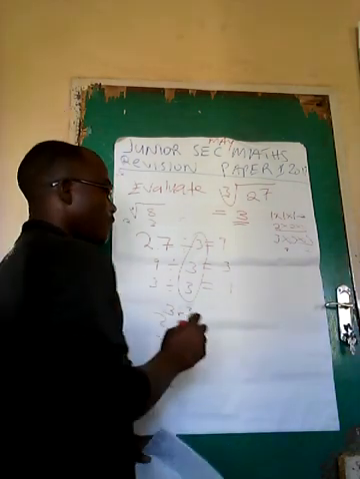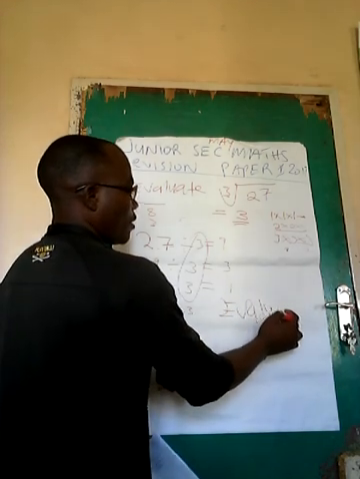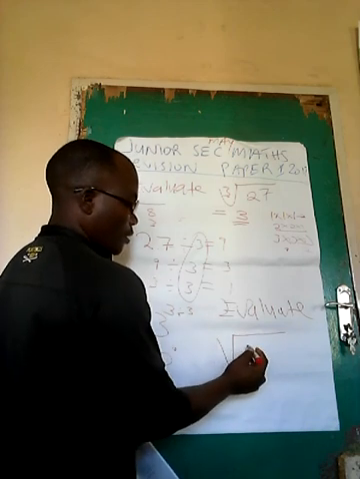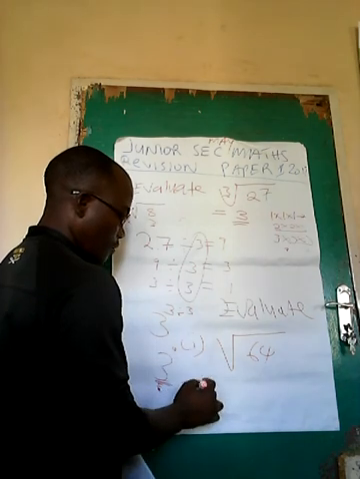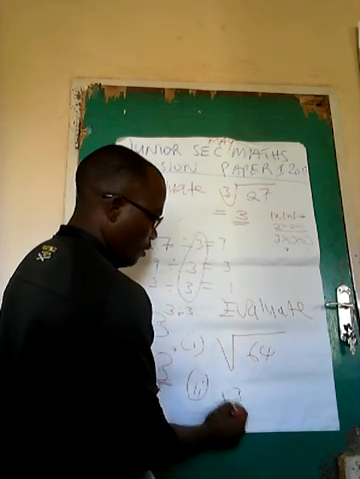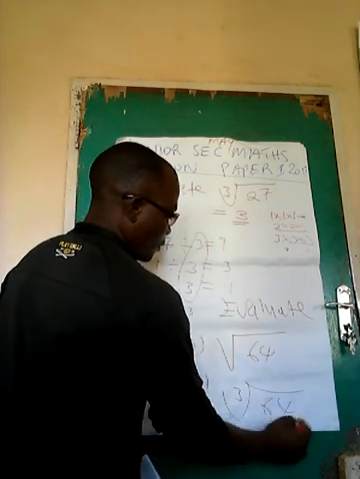On your free time, you can try this one. Evaluate: number 1, the square root of 64. Number 2, the cube root of 64 as well.